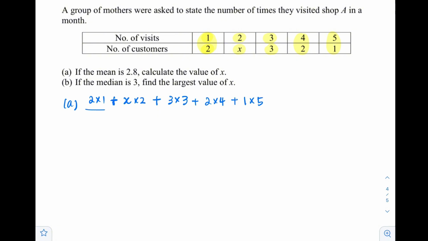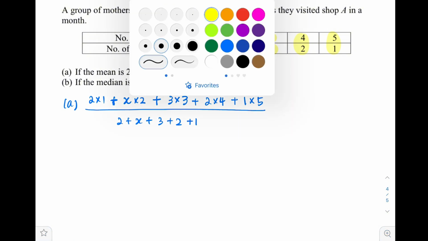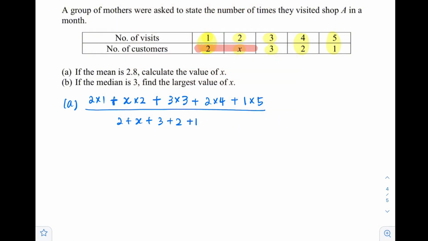Then we must divide this by the total number of people that were being surveyed. That's the total frequency. So we have 2 plus X plus 3 plus 2 plus 1. So this is actually the total frequency, in this case the total number of mothers that were asked in the survey. And this must be equal to the given mean of 2.8.